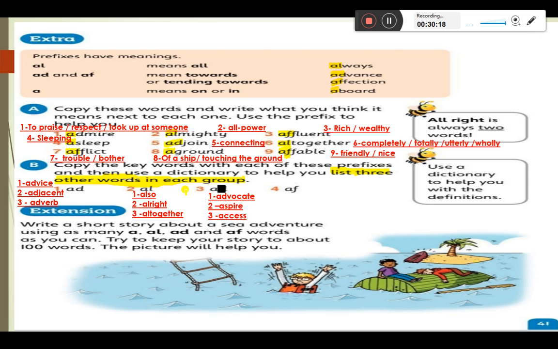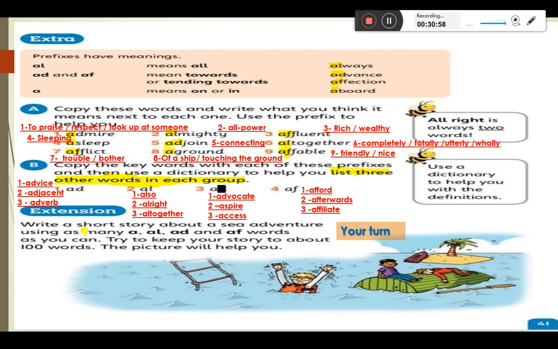Now let's go to the prefix af, the last one, and here we need to write three more words with the prefix af. Okay, I have here three more words. We have the word afford, to be able to pay for something, to be able to pay money for something. So I can afford buying a new car, so I can pay for a new car. Afterwards, and the word affiliate.